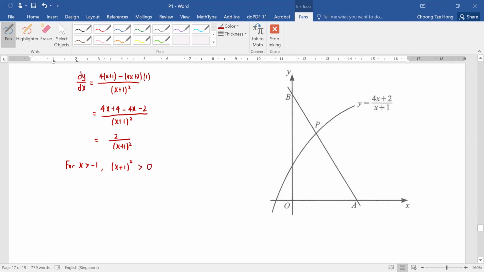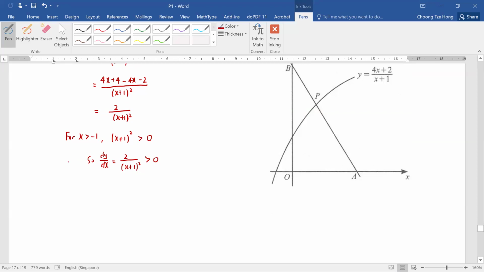Now if you look at the dy/dx expression, you are taking 2 divided by a number that is always positive. So obviously you are going to get a result that is also always positive. So what you can say is that dy/dx, which is equal to 2 over x plus 1 squared, will also be greater than 0. Now we have already shown it. We just need to write a sentence to conclude our answer.